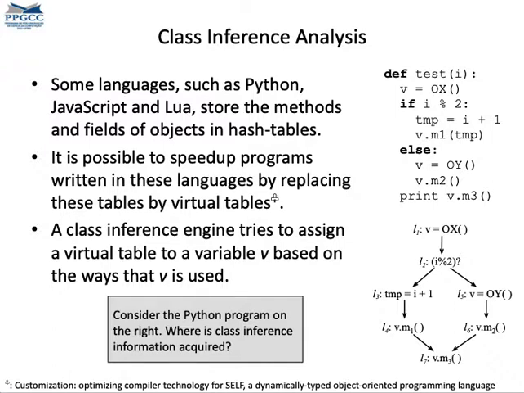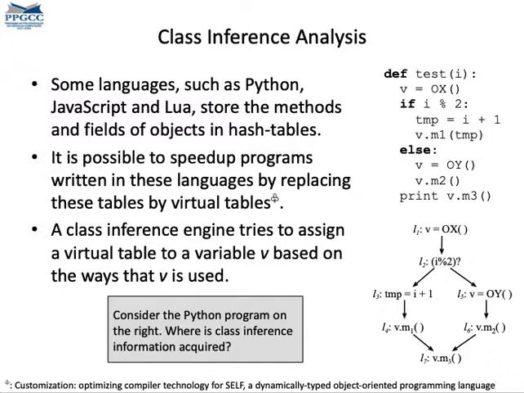Dynamic languages like Lua, Python, and JavaScript represent objects as hash tables. It's possible to speed up computations in these languages if we replace these hash tables with virtual tables, which are tables with a fixed layout pointing to the attributes and methods of a class. But to implement this optimization, we need to discover all the methods that belong to an object at different points of existence during the execution of a program.